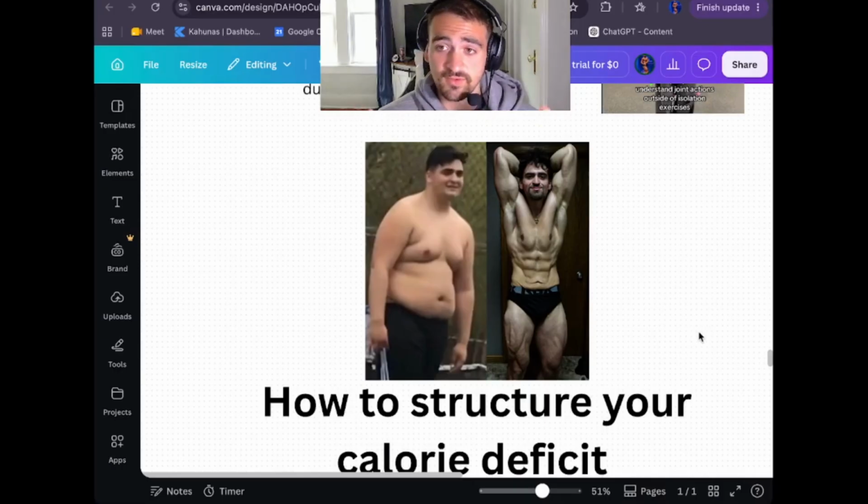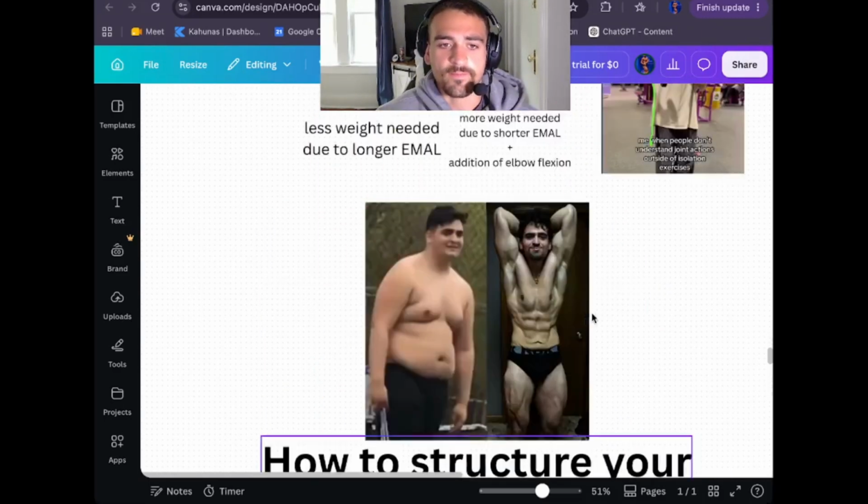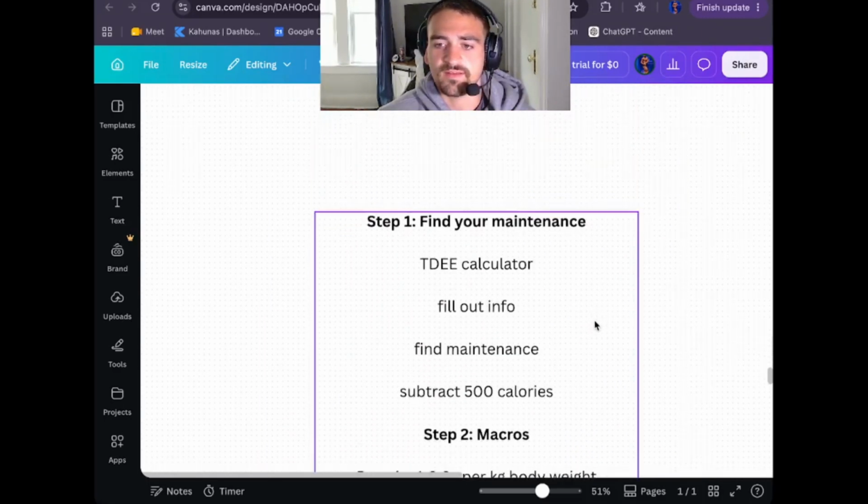Like literally, I'm just giving you all the free sauce. It's the same system that I use on myself when I diet. It's the same system I use for my clients when they go on a diet. So without further ado, we are going to jump right into it. Okay, so we're going step by step to make this as easy as possible.